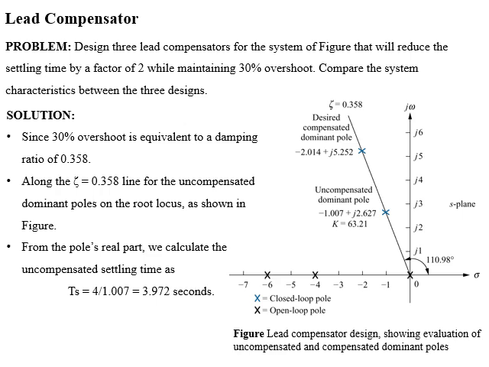Dear students, in the given problem, we have to design 3 lead compensators for a system that will reduce the settling time by a factor of 2 while maintaining 30% overshoot. And we will compare the system characteristics between the 3 designs. Students, in the solution, first of all, we will sketch the root locus of the system.